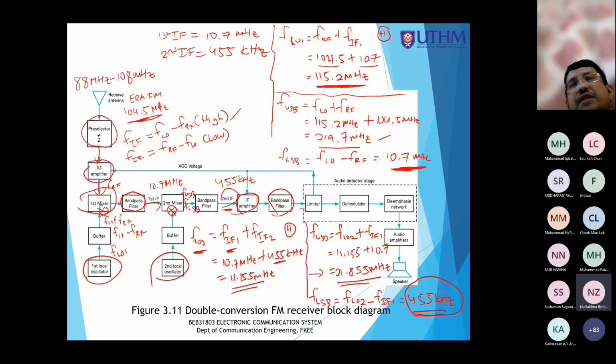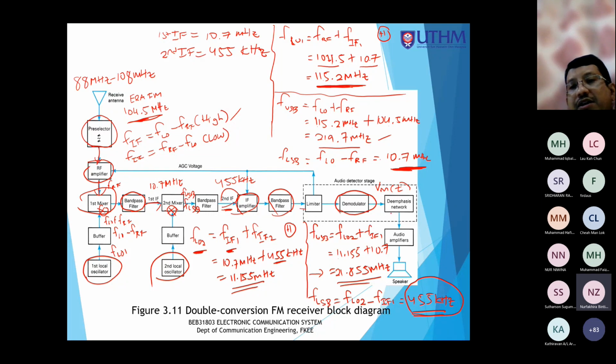The limiter will limit the voltage, because it's going to have some peak amplitude. It will limit the maximum voltage. Then finally we will do the demodulation process, either using a slope detector, balanced slope detector, or using the PLL, to produce the VM(t). So the VM(t) here is again VM sine 2 pi FM t.